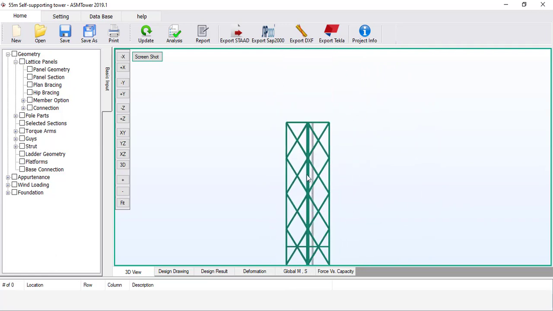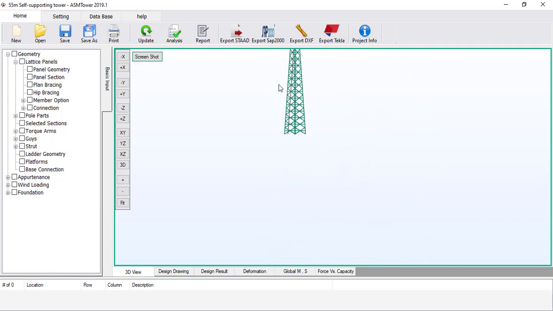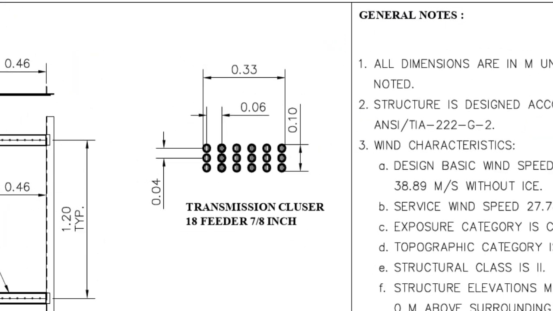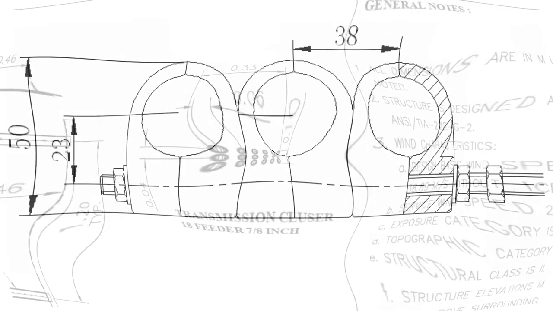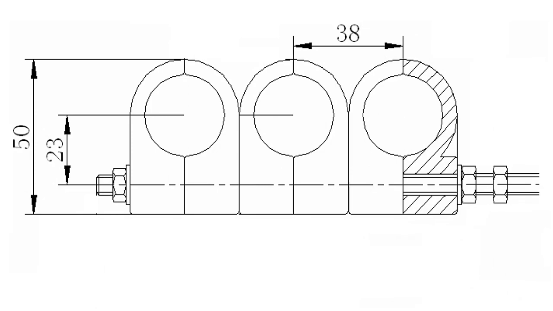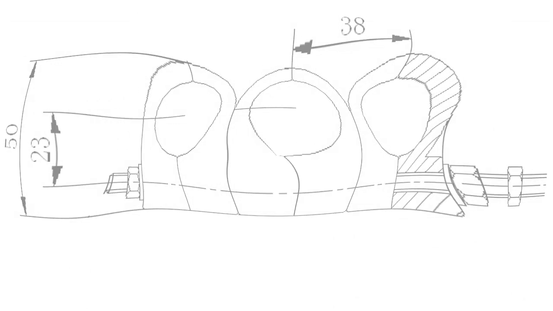Now we'll define the transmission line cluster. Back to the tower drawings. The tower is equipped with 18 feeders of 7/8 of an inch arranged in 3 rows and 6 columns. The spacing between the centres of the rows is equal to 0.04 metres. The spacing between the centres of the columns is equal to 0.06 metres. These dimensions can be calculated using the specifications of the feeder clamps.